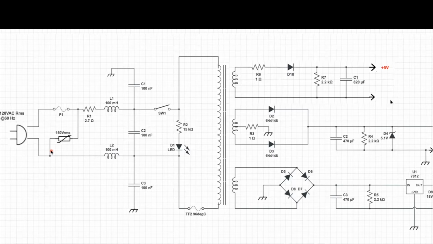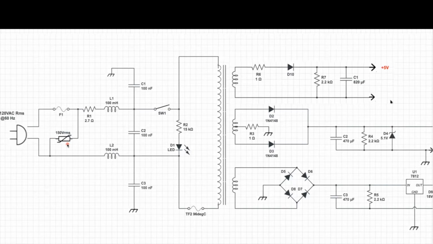So this component, as it sits in this circuit, is pretty much not doing anything. Day in and day out, it just sits there and does nothing. You can see I put right above it, I'll highlight it here with my little round red highlighter, 150 volts RMS. So this is a 150 volt varistor.